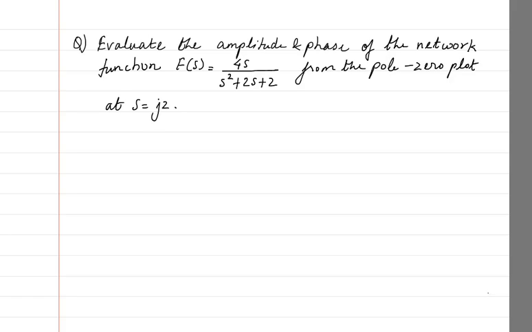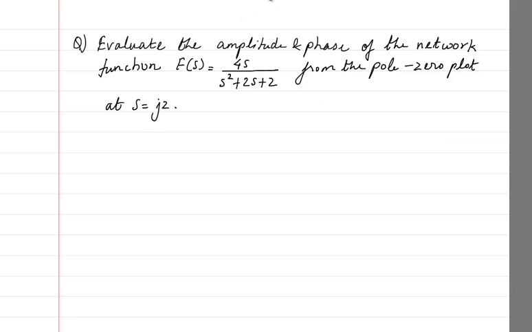Hello students, next we move to the last part of this module where we are discussing the magnitude and phase of the network functions. So let us look at this problem. Evaluate the amplitude and phase of the network function F(s) from the pole-zero plot at s equal to j2. So it means that they are asking us to find the amplitude and phase of the network function from the pole-zero plot.